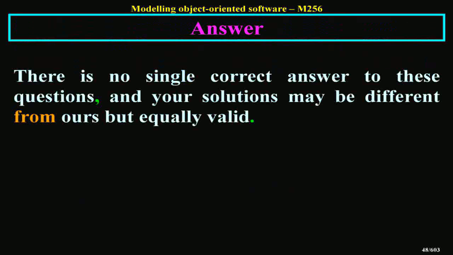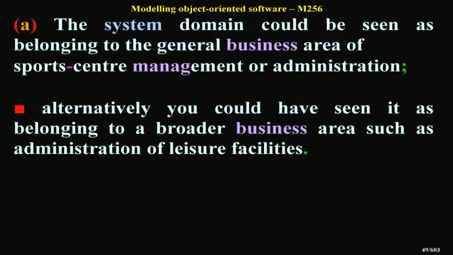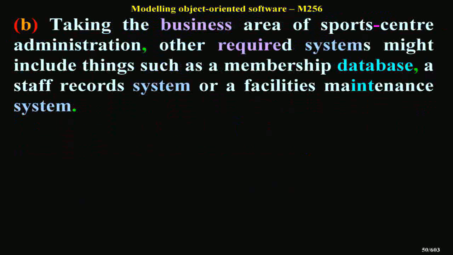Answer. There is no single correct answer to these questions, and your solutions may be different from ours but equally valid. A. The system domain could be seen as belonging to the general business area of sports center management or administration. Alternatively, you could have seen it as belonging to a broader business area such as administration of leisure facilities. B. Taking the business area of sports center administration, other required systems might include things such as a membership database, a staff records system, or a facilities maintenance system.